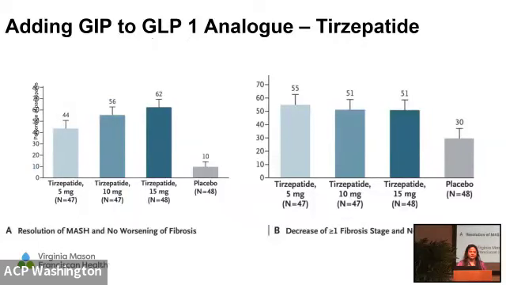But what happens if you add a GIP to the GLP-1? You get tirzepatide, and here the results were pretty remarkable. As you can see, this is showing us MASH resolution, with significant improvement with all 3 doses, and there was an improvement in fibrosis. So this is really exciting data. Again, this is in a phase 3 study right now.